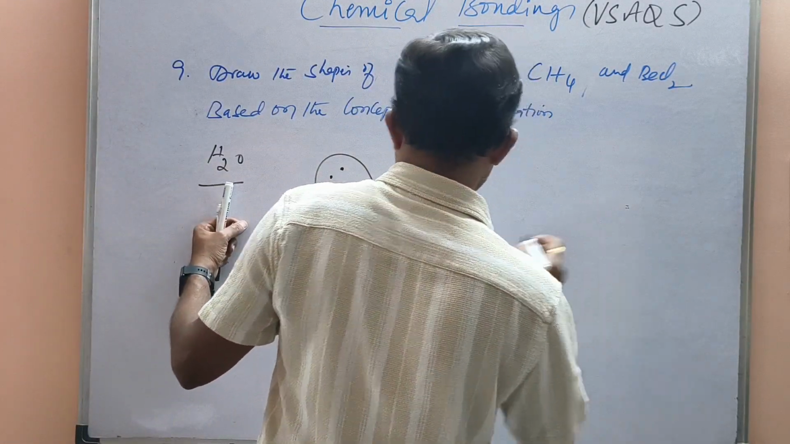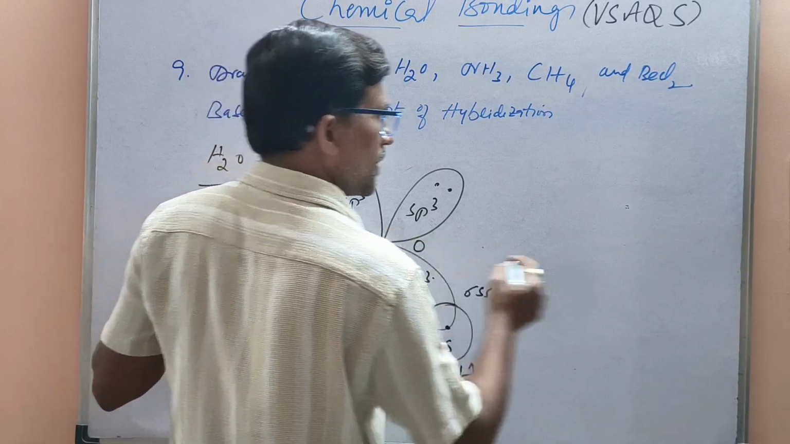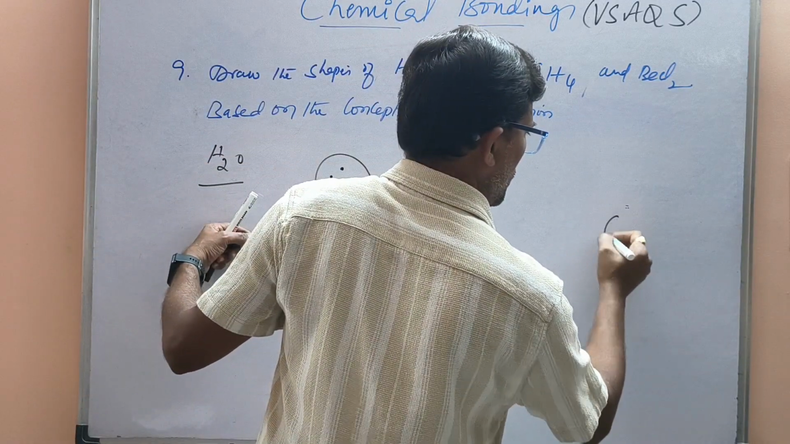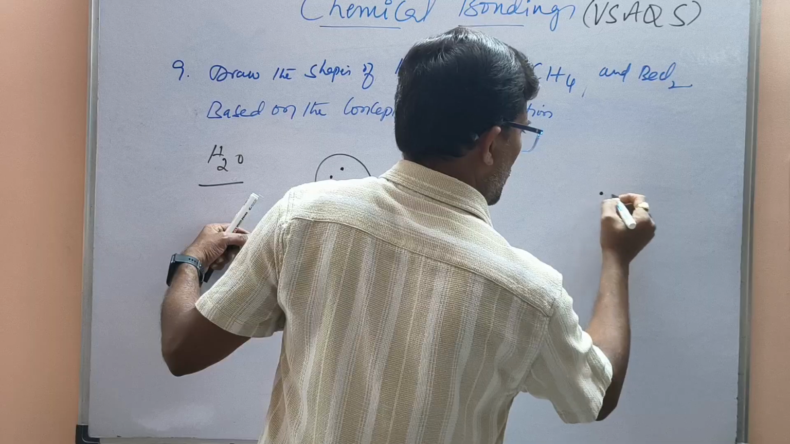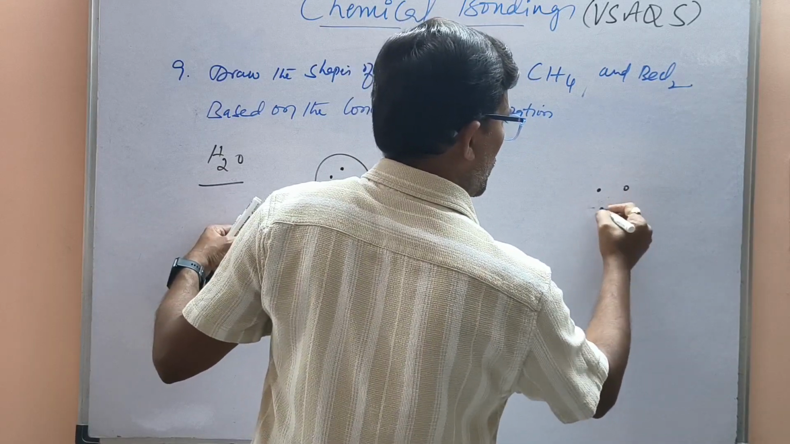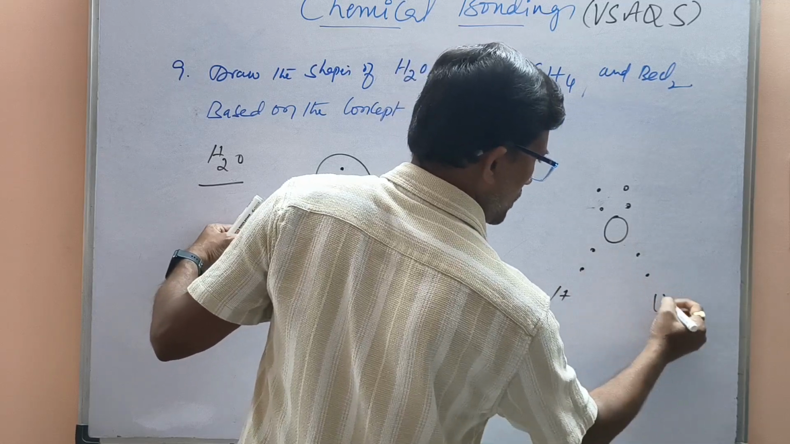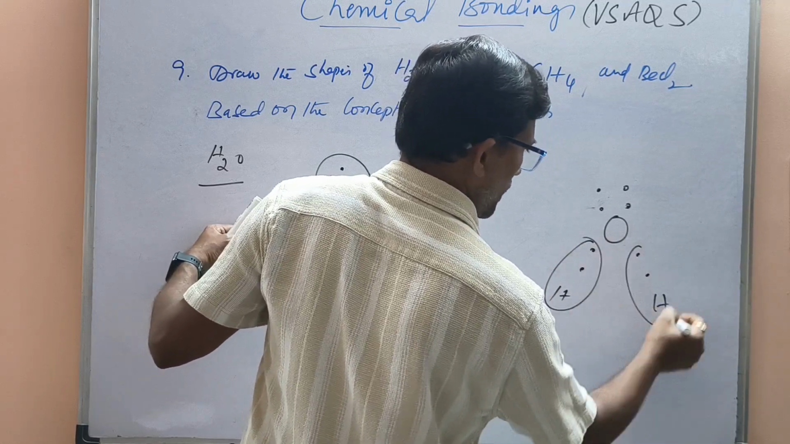Now if I write clearly, this is oxygen atom, hydrogens, and this is oxygen atom. Okay, so oxygen here, lone pair, and here hydrogen, bond pair.